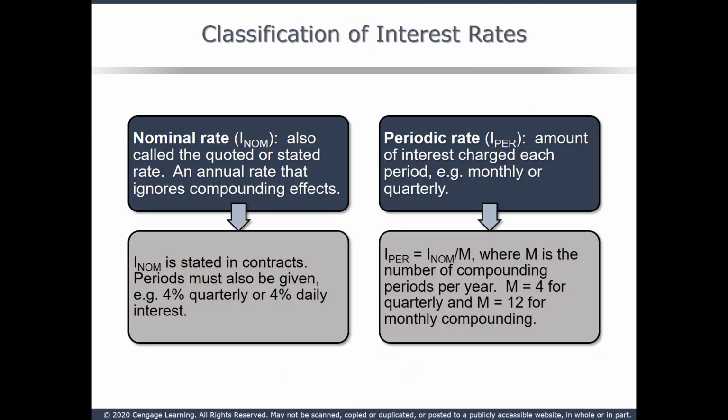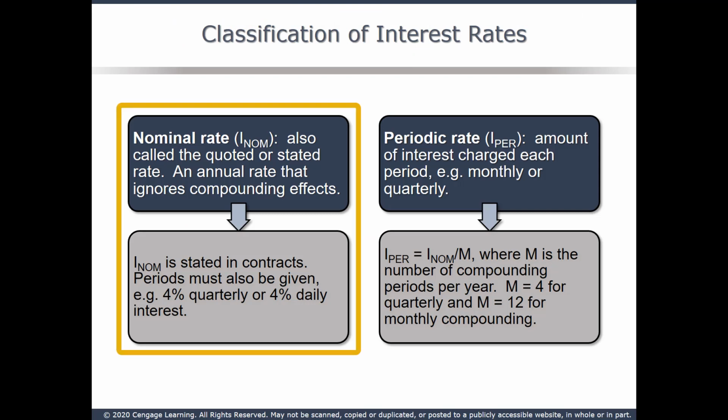Interest rates can be classified in three ways. The first and most commonly seen is the nominal or quoted rate. A nominal rate is by law quoted as an APR or APY. An APR is the periodic rate times the number of periods per year. The quote must contain a percentage and a period, for example, 4% compounded quarterly.